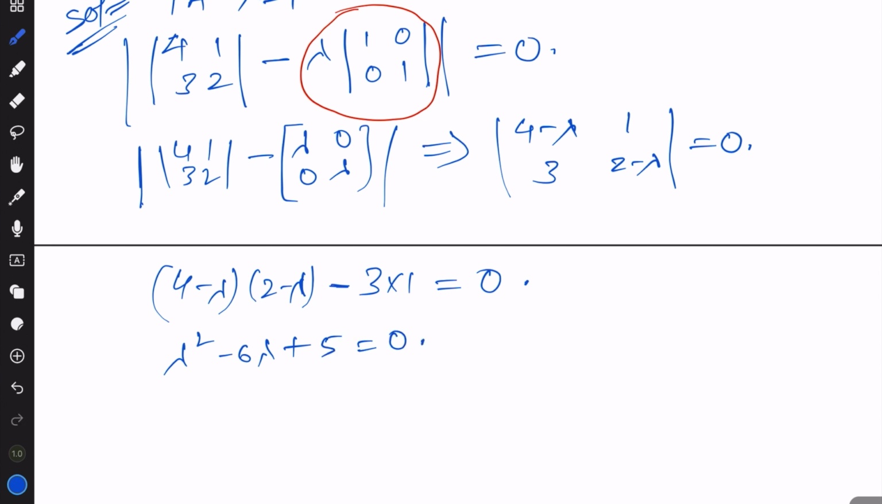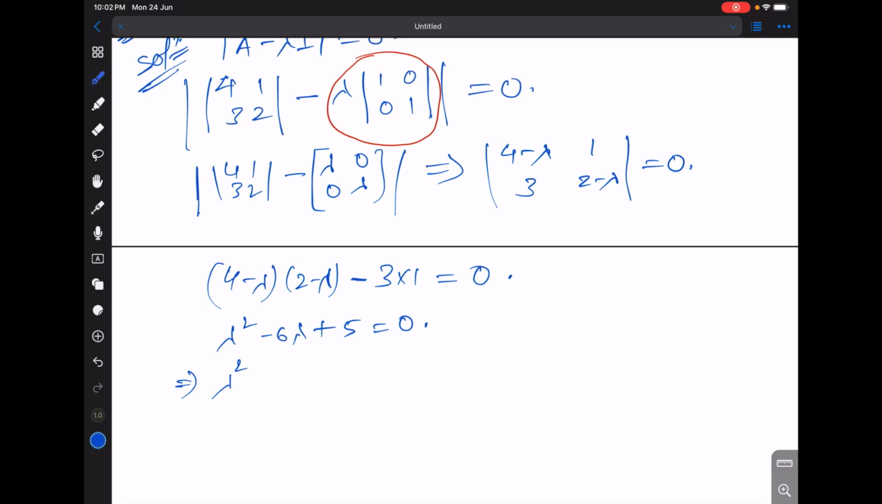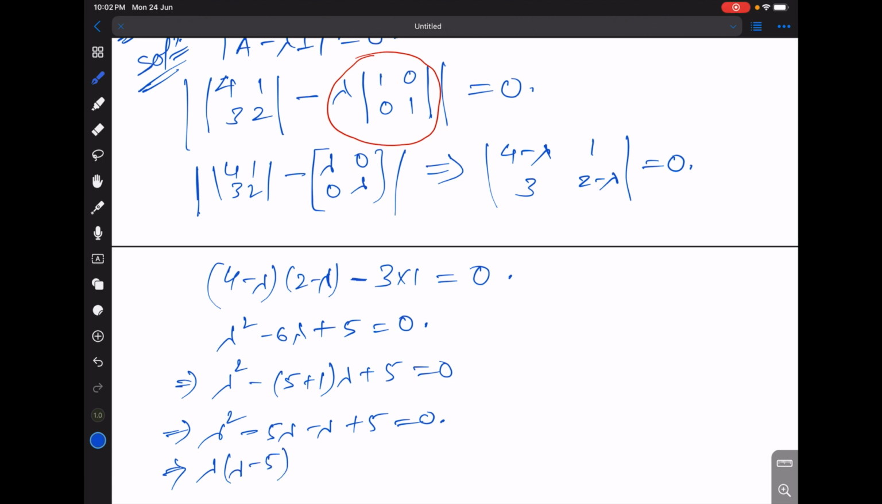equals 0. Now if we take the middle term factor, lambda square minus, 5 plus 1 is 6 and 5 times 1 is 5. So lambda square minus 5 lambda minus lambda plus 5 equals 0. If we take lambda common, lambda minus 5 will be there, and if we take minus 1 common, lambda minus 5 will be there.